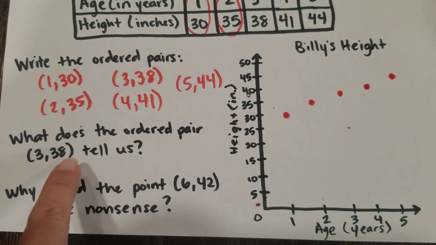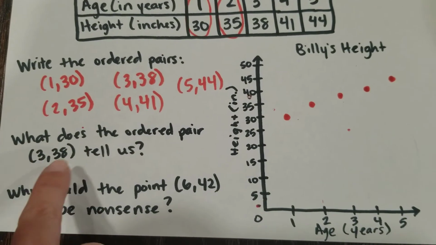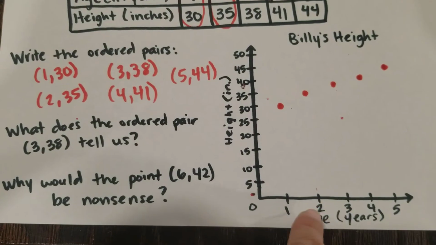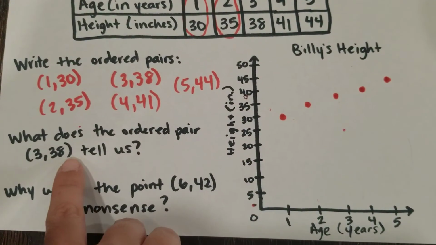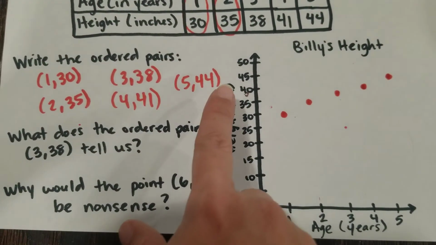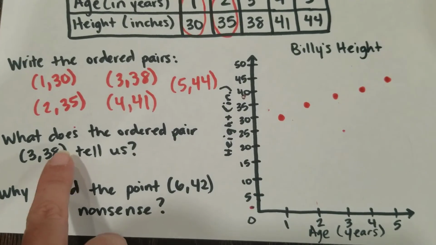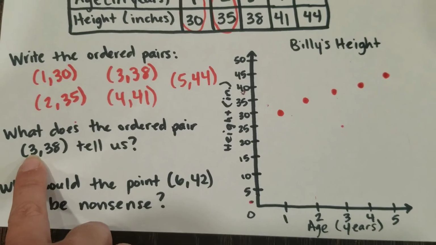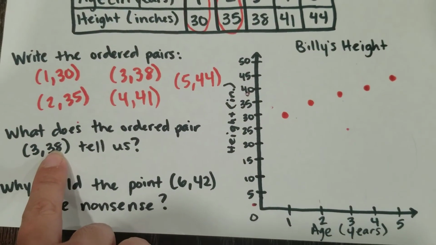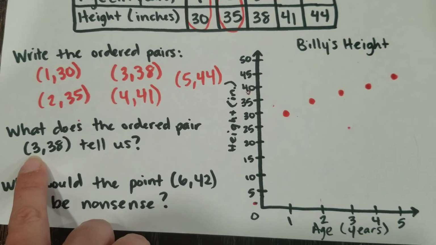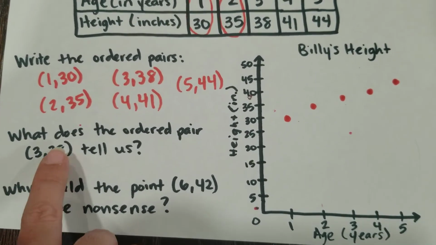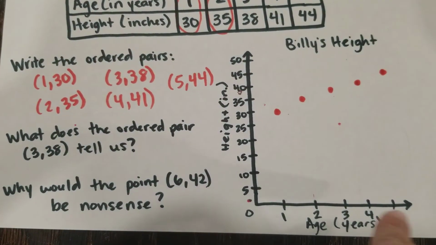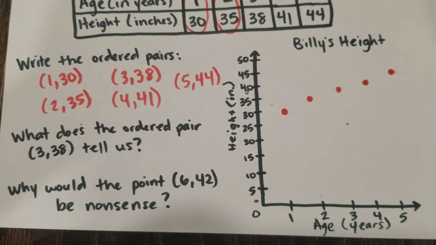Well, we might want to look at that ordered pair and decide, what was our x-coordinate? Our x-coordinate was the age, and our y-coordinate was his height. So (3, 38) tells us that when Billy was 3 years old, he was 38 inches tall. That's exactly what it tells us. So 3 years old, 38 inches tall. And that's from the table up here, and also from our chart. Our x-axis was age and our y-axis was height.